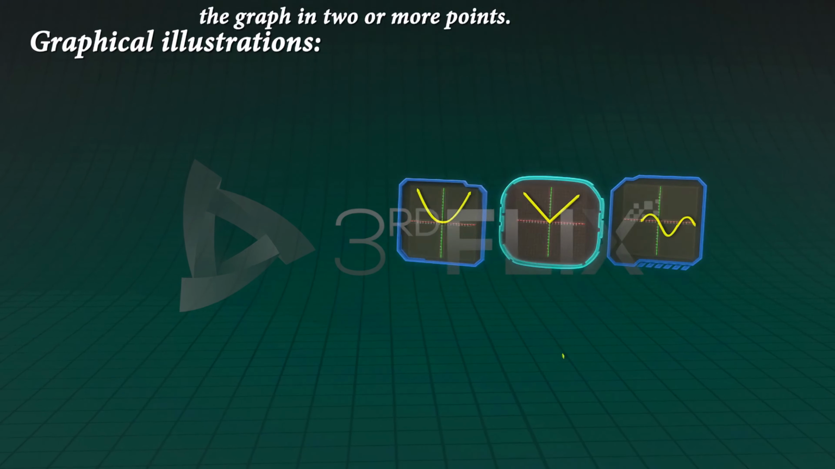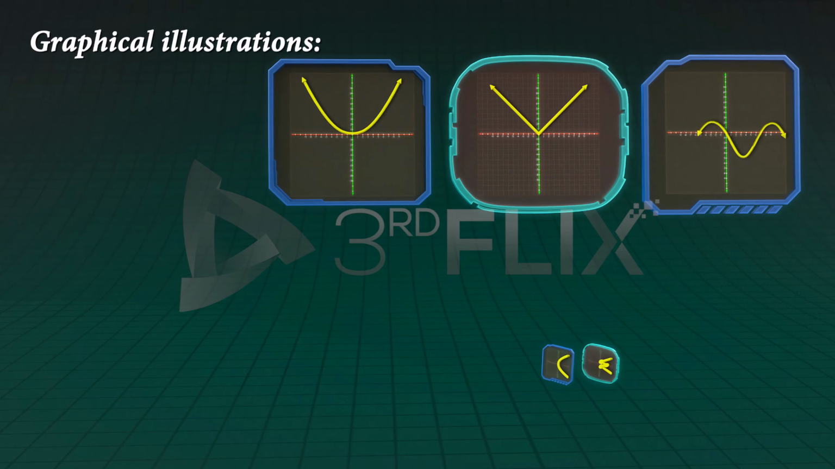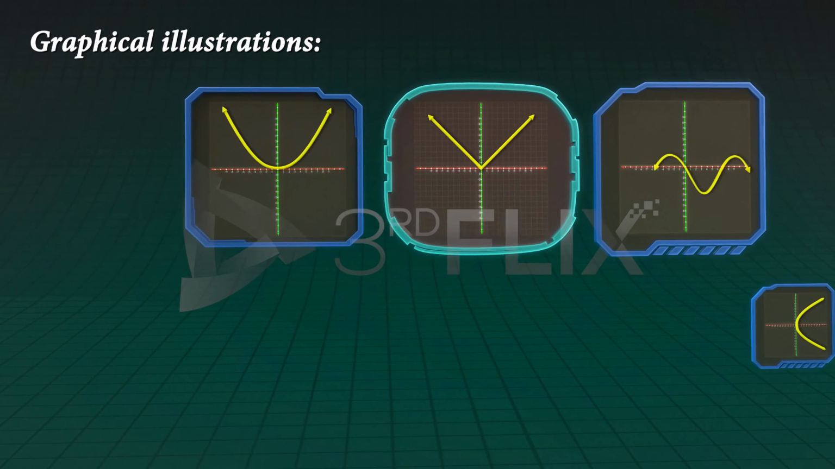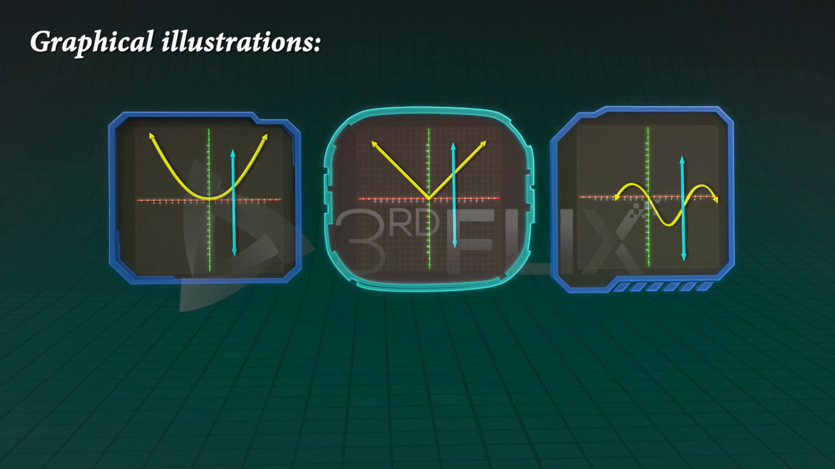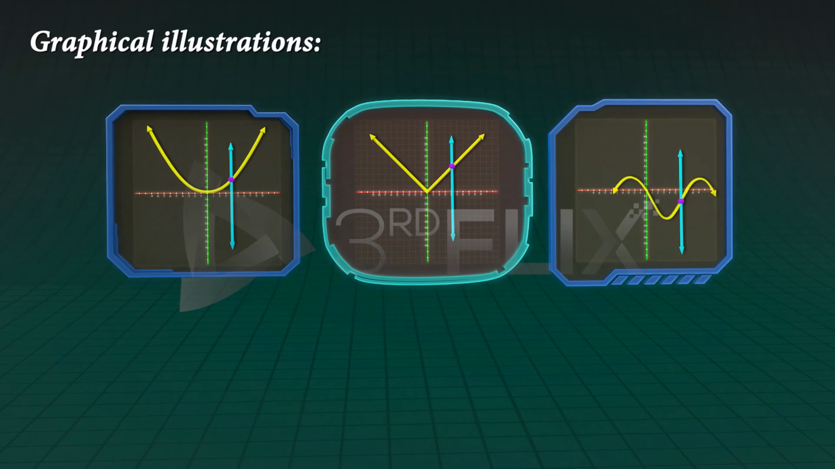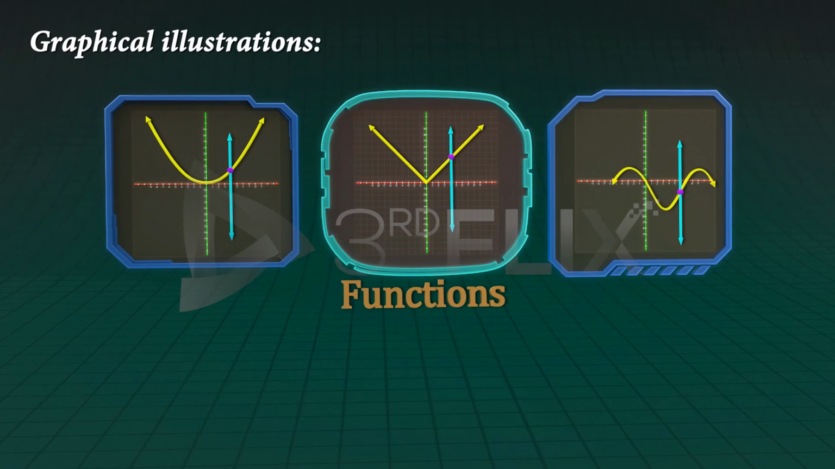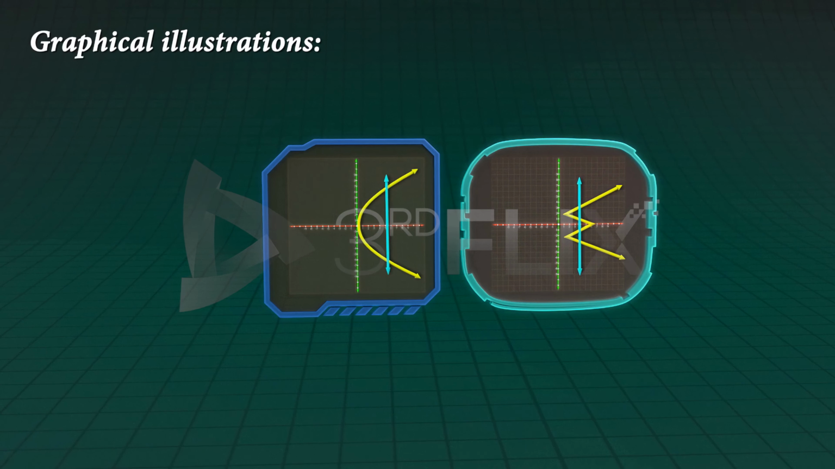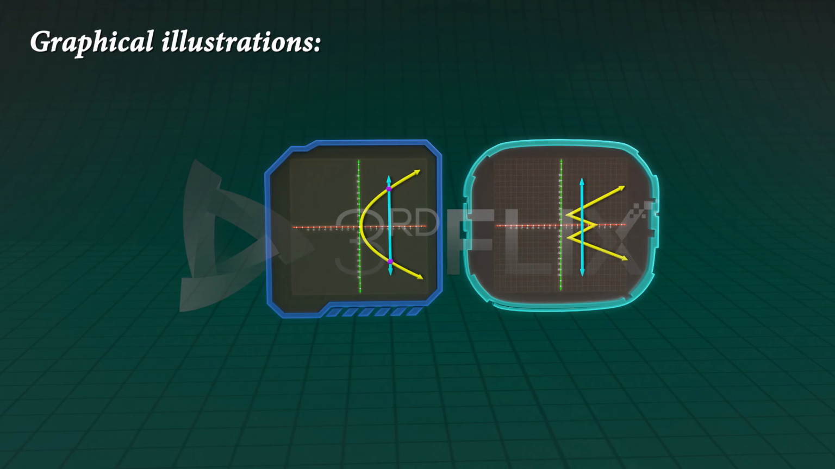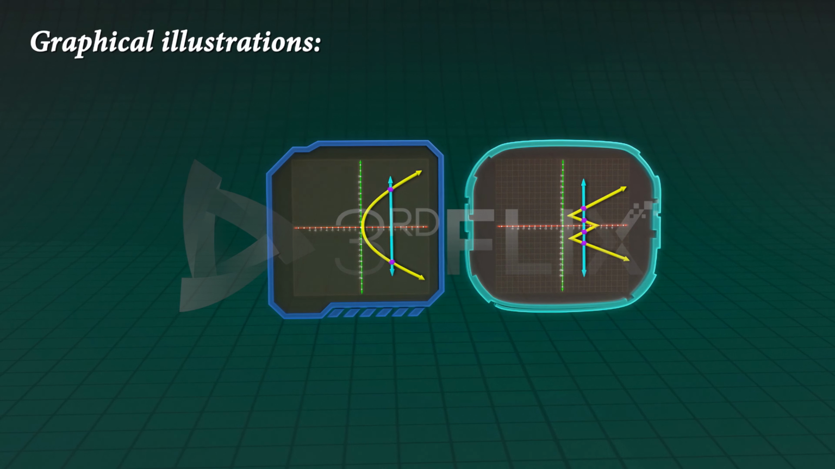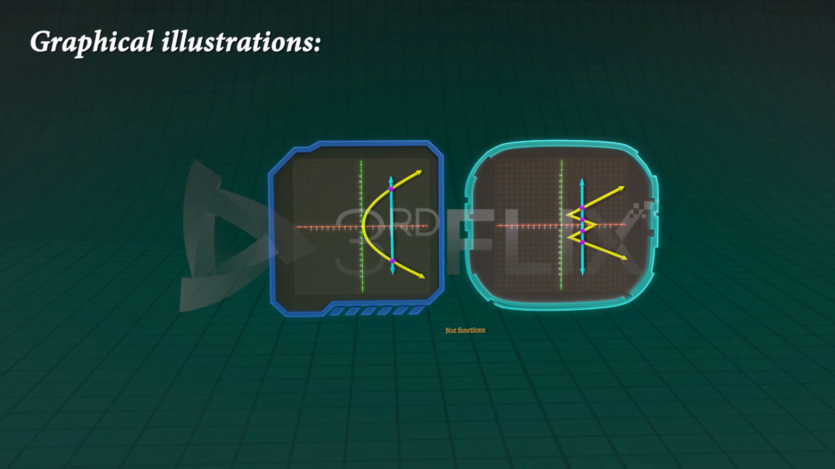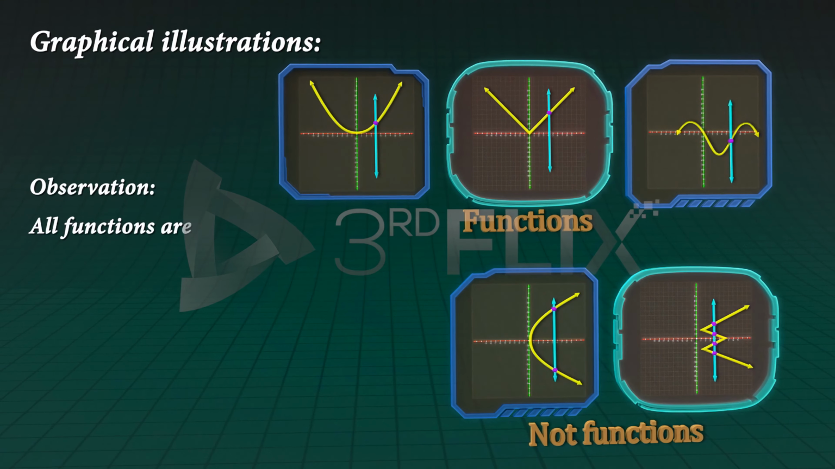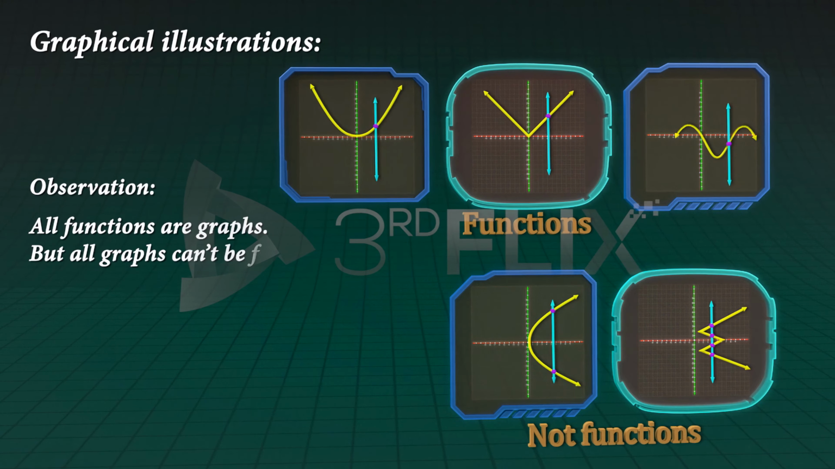Now, let us go through the following graphs and verify whether they represent a function or not. From the graphs, we observe that a vertical line meets the graph at only one point. So, all the 3 graphs are functions. From the other graphs, we observe that there exists a vertical line which meets the graph in 2 points in the first graph and 4 points in the second graph. So, both graphs are not functions. Observation: all functions are graphs, but all graphs can't be functions.